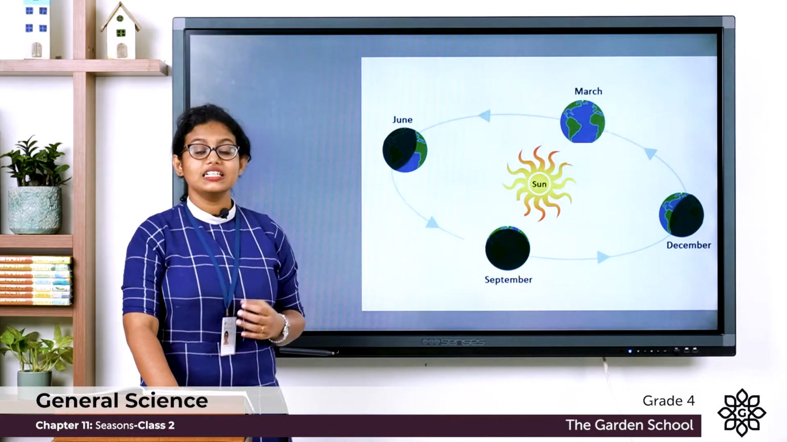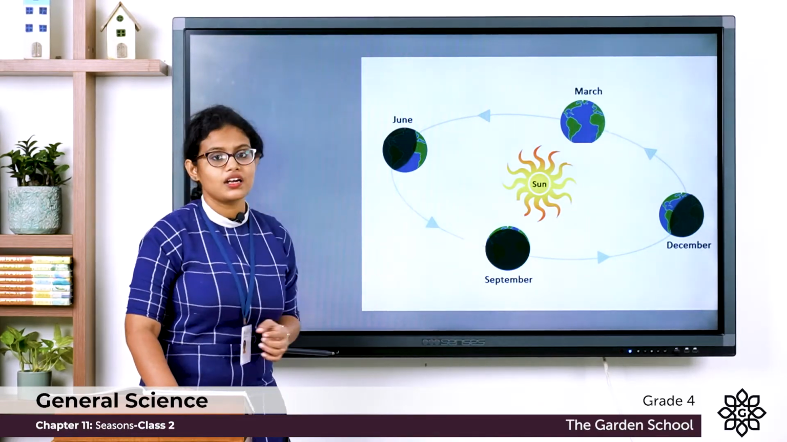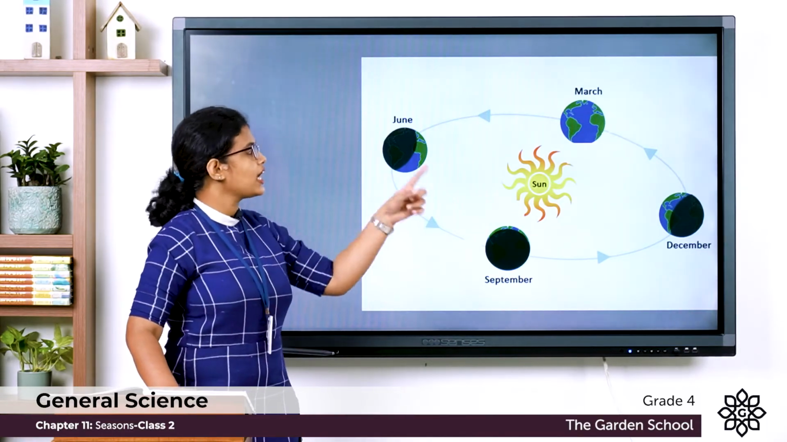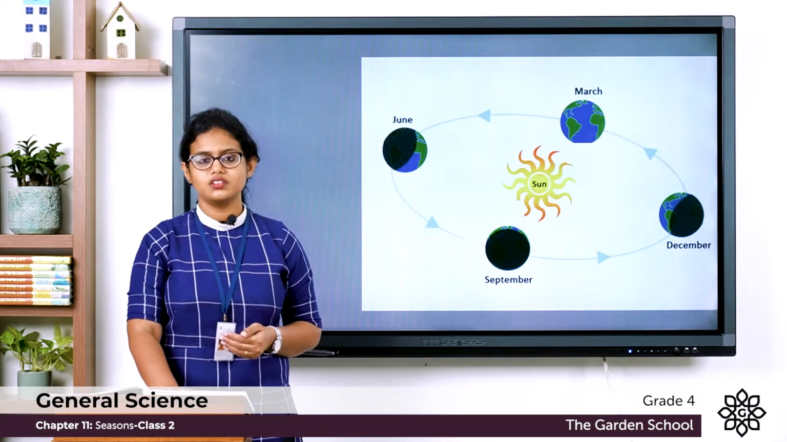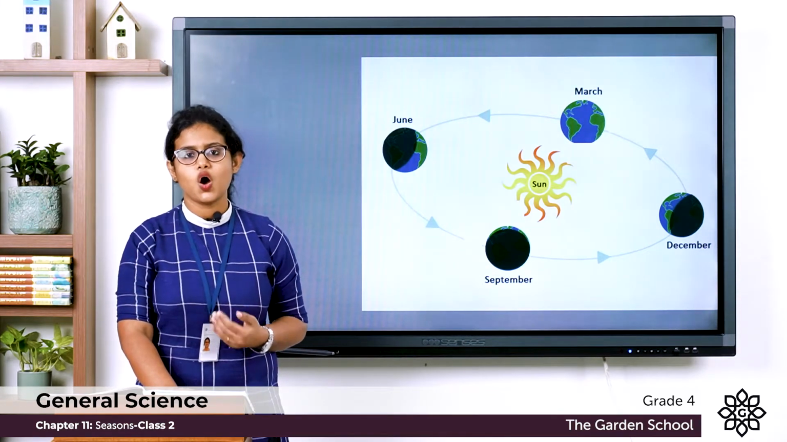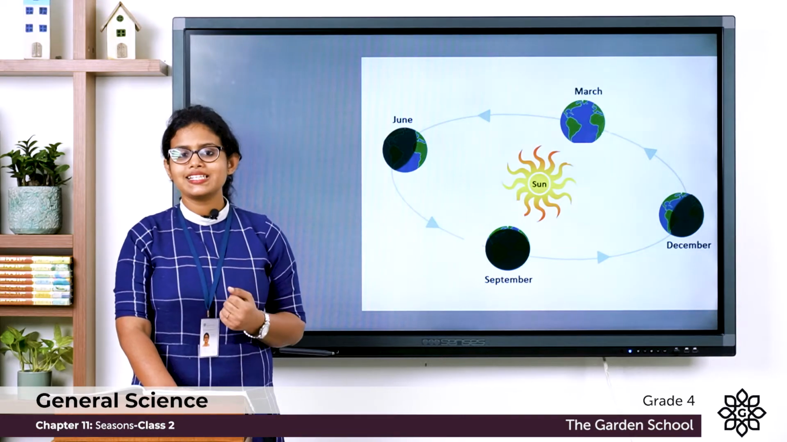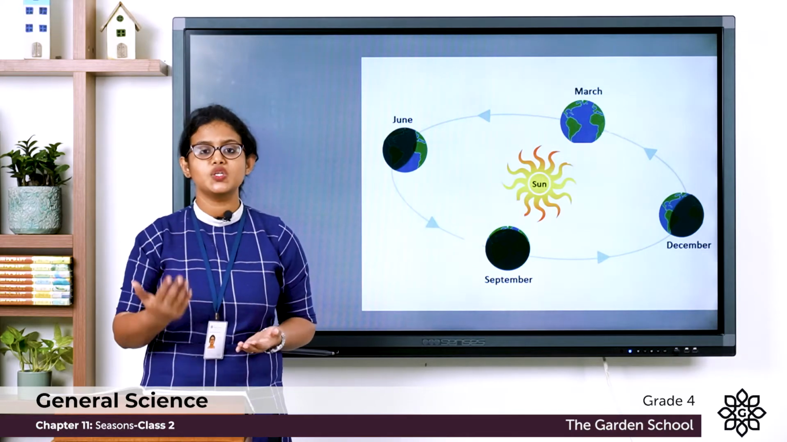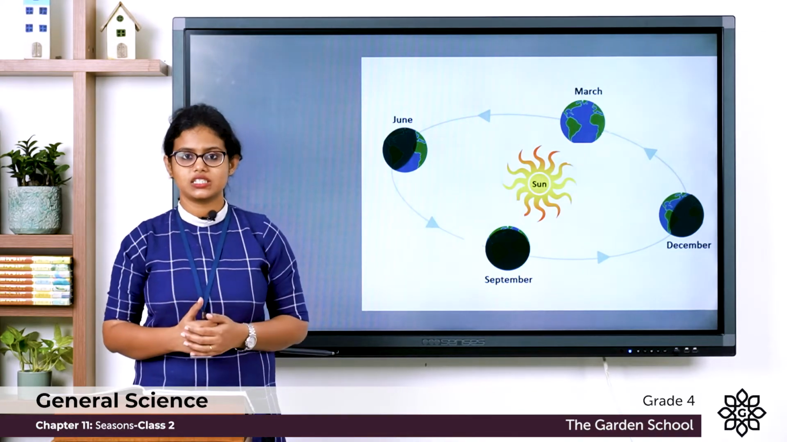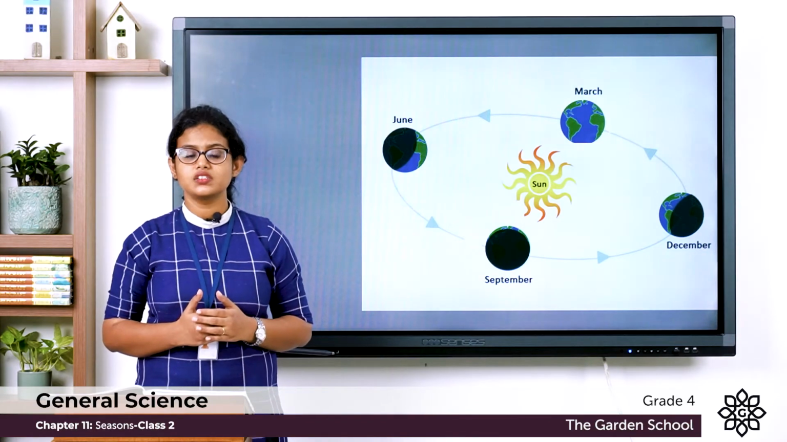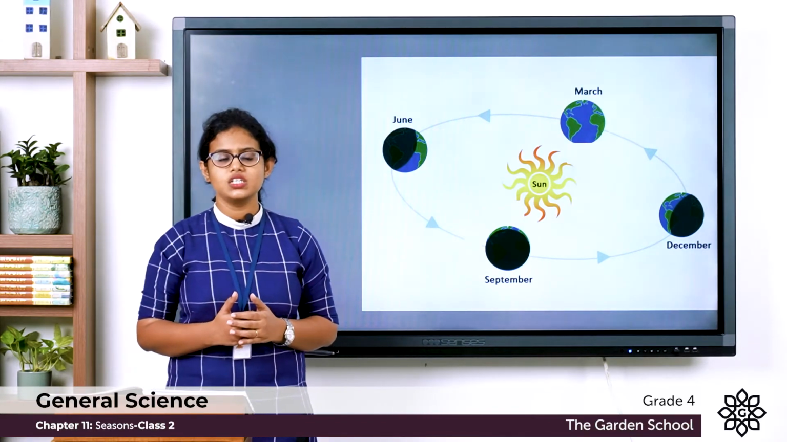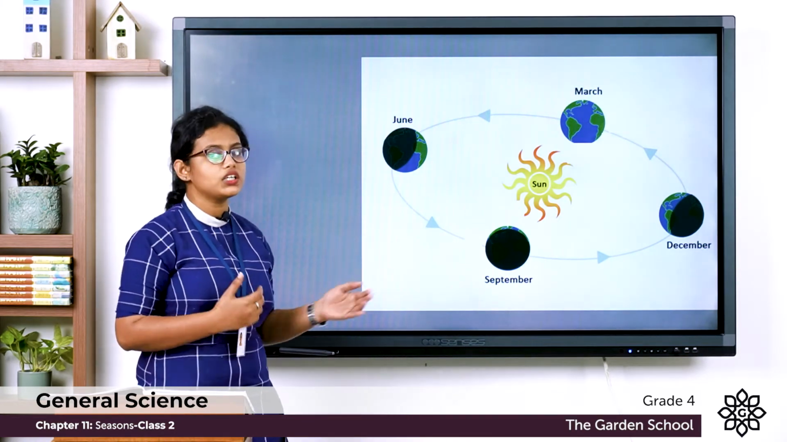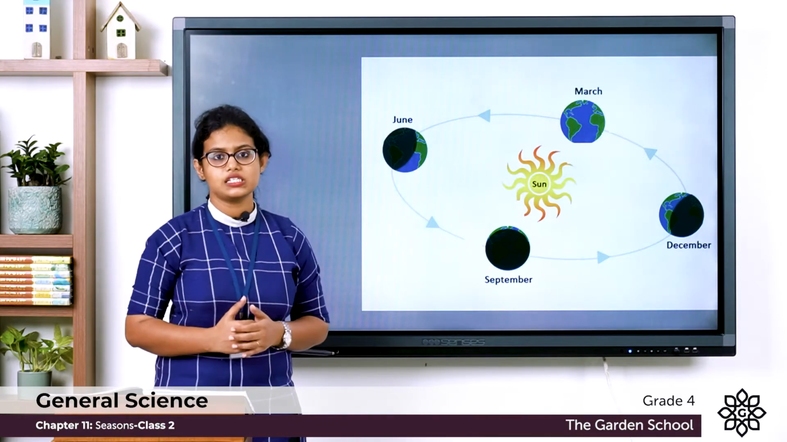Here you can see the earth is revolving around the sun in a definite path, and that path we call orbit. We know that as the earth rotates, is it upright? No. Is it straight? No. It is slightly tilted. As a result, during certain periods of the year, half of the earth is near to the sun and half of the earth is slightly away from the sun.